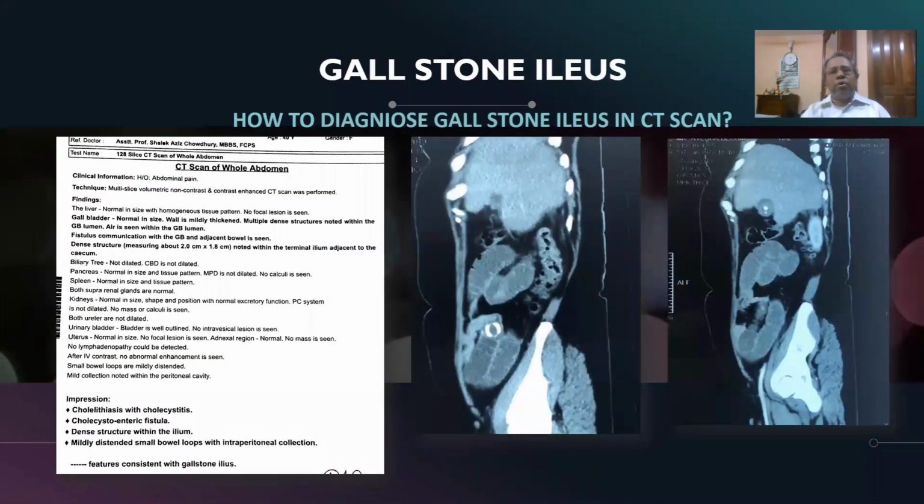So how do you diagnose a gallstone ileus? A plain X-ray you can assume, and another one is a CT scan. This is one of my patients. That patient presented to me with acute intestinal obstruction. I did a CT scan. This is the report given there.